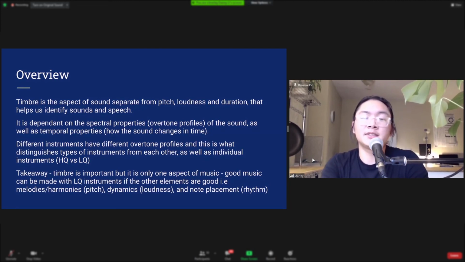The takeaway from this presentation is that timbre is very important, but it's also only one aspect of music. Good music can be made with low quality instruments as long as the other elements of your music are good. In essence, the melodies or harmonies, your pitch, the dynamics, the loudness, and the note placement or the rhythm. All of these combined create good music.